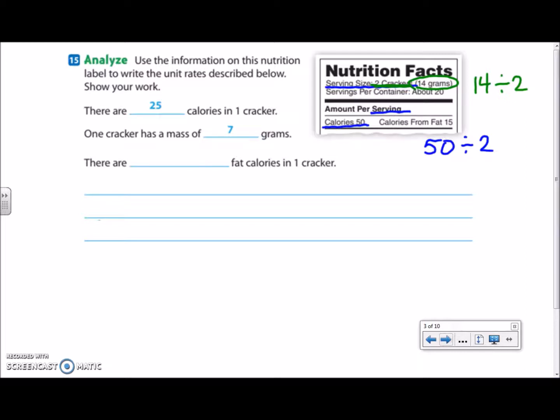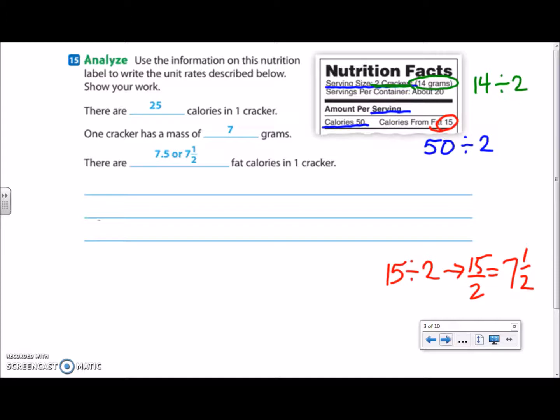Fat calories. Again, we're looking at the label, and I'm identifying the calories from fat as 15. That is split evenly into 2 parts. We could call that 15 halves, or we could call that 7 1/2, or 7.5. Any of those things would be correct or fine. 7.5 or 7 1/2. Okay.